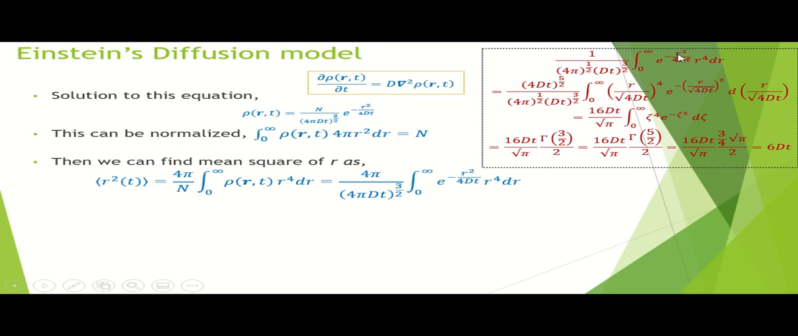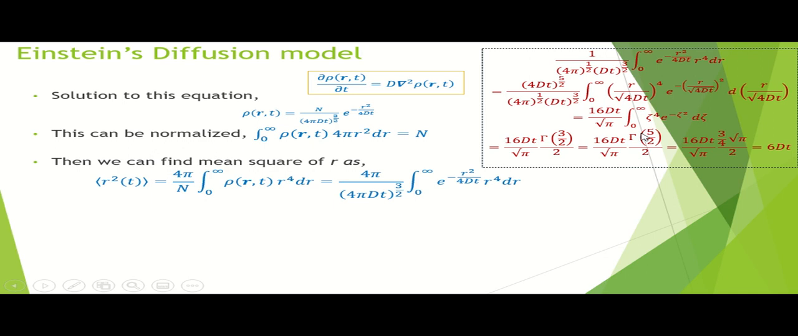So we want to make sure that we get everywhere the same parameter zeta. So here r upon square root of 4 dt square gives you this, but here we just have r raised to 4, so we just divide and multiply by square root of 4 dt raised to 4. So that square root of 4 dt raised to 4 comes out here, and then for this dr also we have to do that, so therefore this also comes out to be here, and then we define this as zeta, so this becomes zeta raised to 4 e to the power minus zeta square d zeta, and then you can do this cancellation.